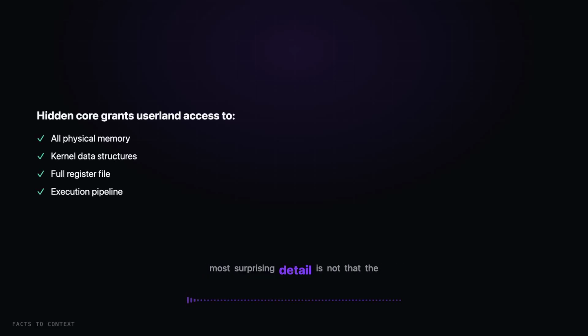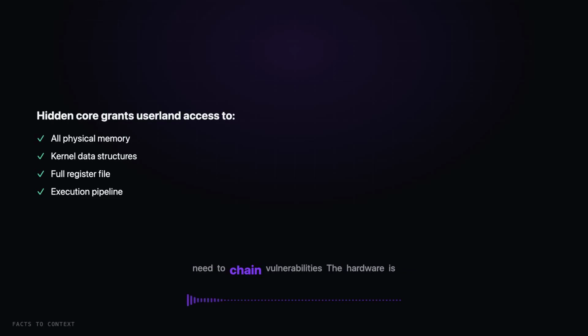The most surprising detail is not that the core exists. It is that on some C3 systems it is enabled by default. A completely ordinary unprivileged process can activate it. No exploit, no root, no prior kernel compromise. One instruction sequence and the process can read any physical address on the system. It can modify kernel data structures. It can extract credentials from kernel memory.